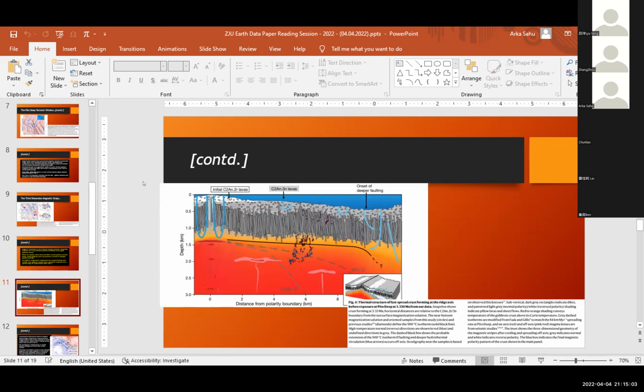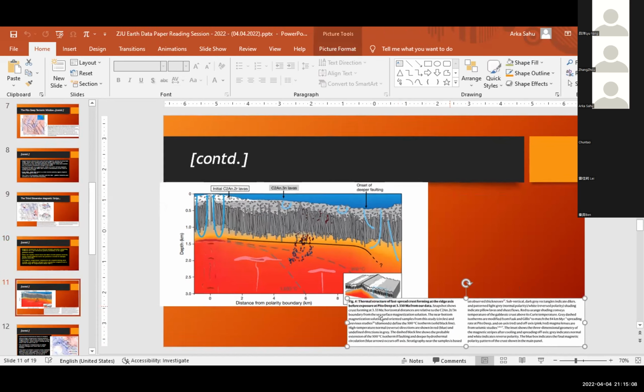So this is a 3D structure. If I don't zoom it in, I don't think this part is understandable. So I'll just.